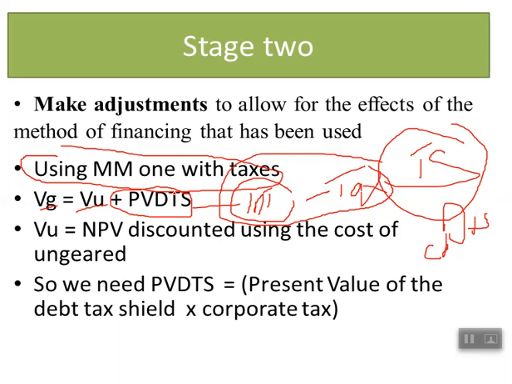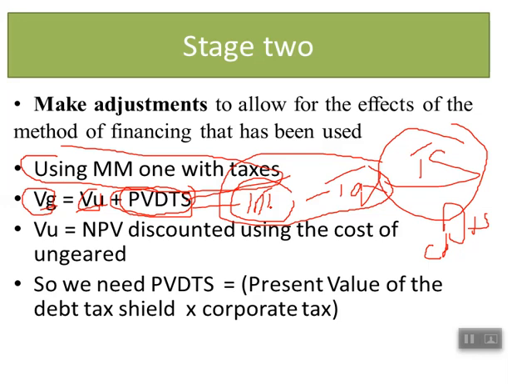I think I should repeat this. I said that when you are calculating using Modigliani and Miller 1 with tax, the value of a business that is geared is equal to the value of the business that is not geared, plus the present value of the debt tax shield. And what makes this debt tax shield? The debt tax shield is made by the interest the business is paying on the debt, because we said the interest on the debt is tax allowable.